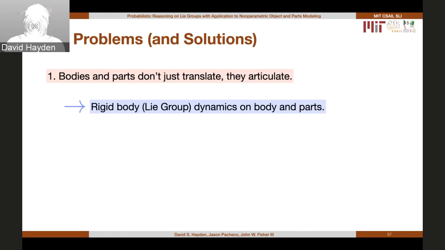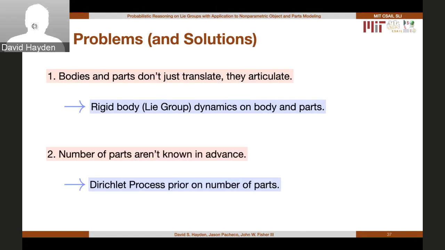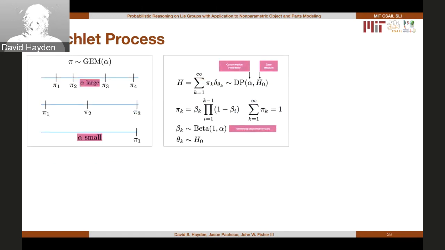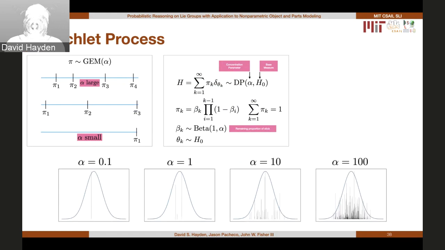Okay, so that's details on the Lie group dynamics, and then I'm going to just briefly jump through Dirichlet processes and then get to results so that we have time for some questions. So the Dirichlet process, you can think of it as an infinite mixture model. I'm going to speed up here just so we have time for questions.